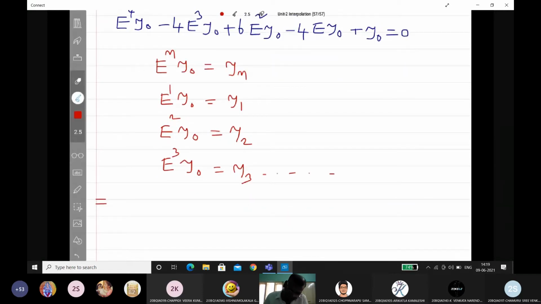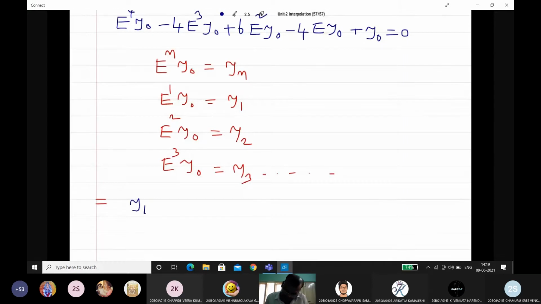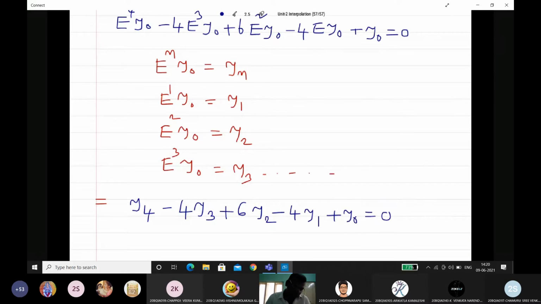That is equal to y4. Tell me anyone. చెప్పండమ్మా. ఇది సెమినార్ క్లాస్ కదా, మీరు కూడా రెస్పాండ్ అవ్వండి. y4 minus 4y3 plus 6y2 minus 4y1 plus y0 is equal to 0. Now we have to substitute the given values.